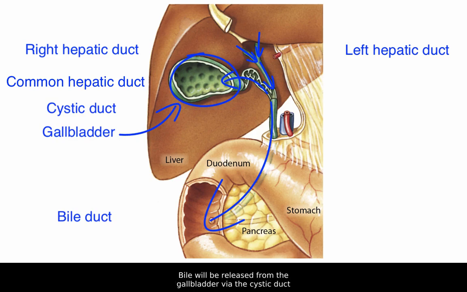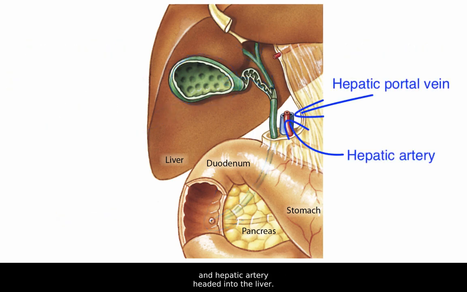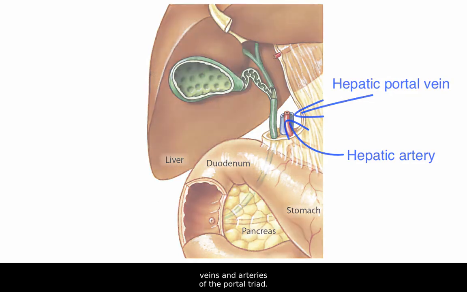Bile will be released from the gallbladder via the cystic duct when you consume a meal with a moderate to high fat content. Notice also in this image the hepatic portal vein and hepatic artery headed into the liver. Branches of these vessels eventually form the interlobular veins and arteries of the portal triad.